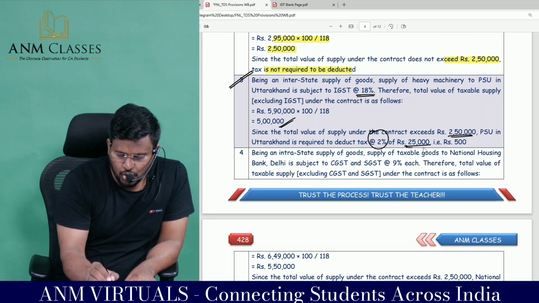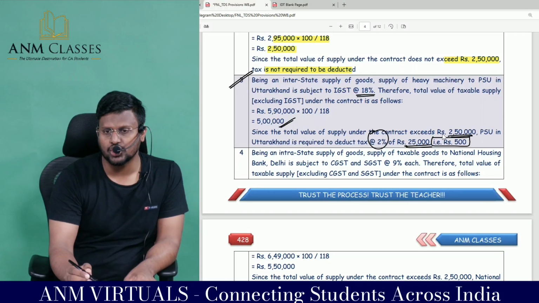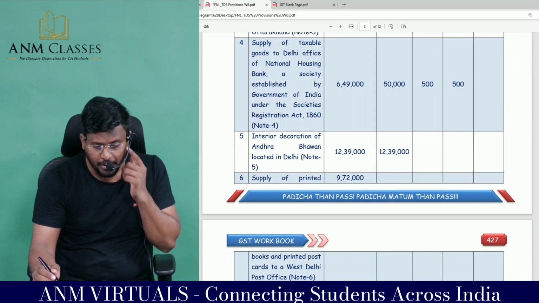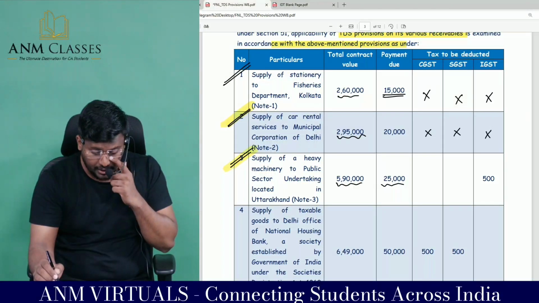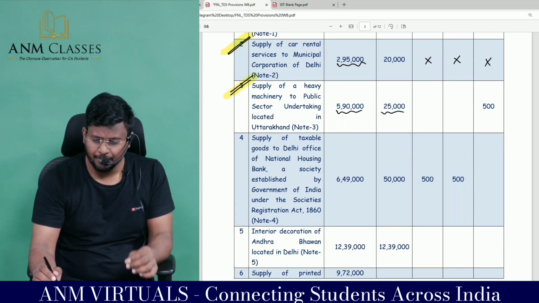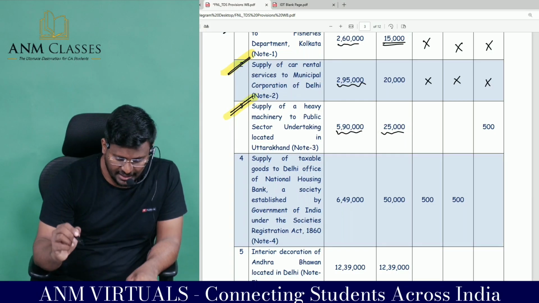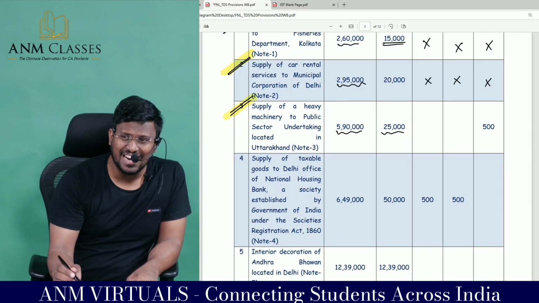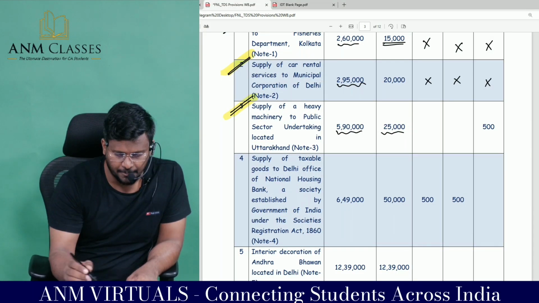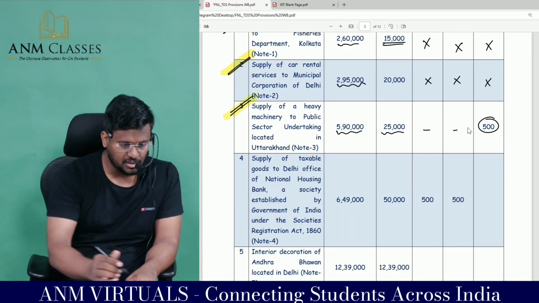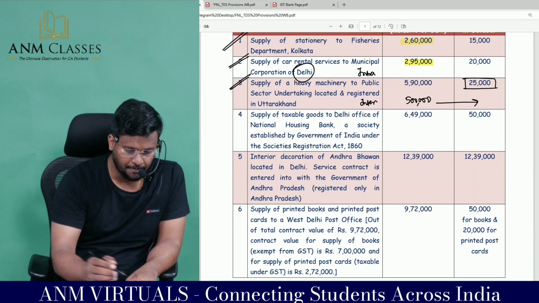Of rupees how much? 25,000. That is how much? 500. So 25,000 into 2% comes to 500. So 500 is the TDS to be deducted. Is this an intra-state supply or interstate supply? So what amount will they deduct? Fantastic to the core. I am moving into the next adjustment.